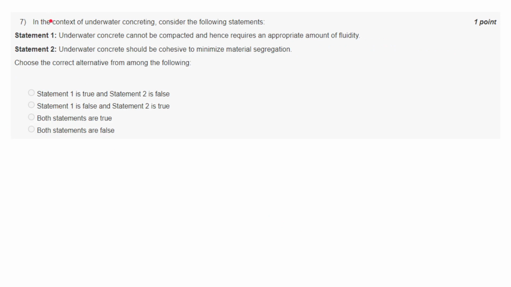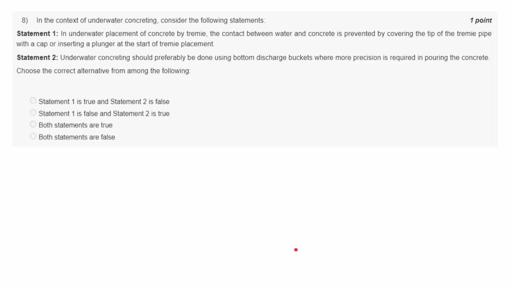Seventh question, in the context of underwater concreting, consider the following statements. Underwater concrete cannot be compacted and hence requires an appropriate amount of fluidity. So this is correct. One is true. And statement 2, underwater concrete should be cohesive to minimize material segregation. Yeah, that is also true. Because of that purpose only, we use anti-washout or viscosity agent. So both 1 and 2 are true. So third option is correct, as you can see.